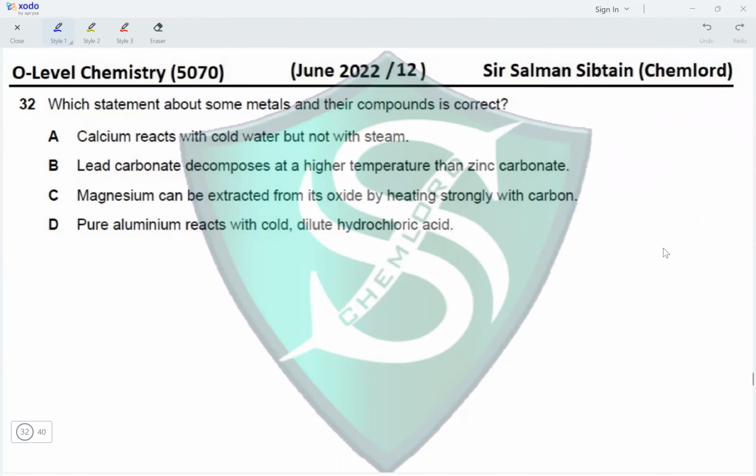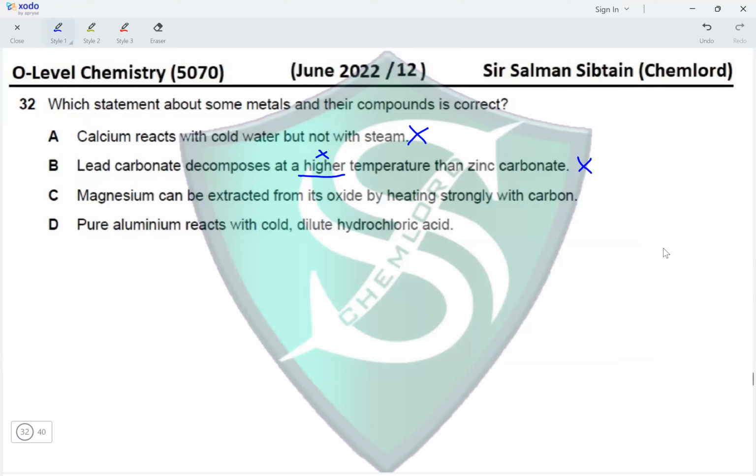Question 32. Which statement about some metals and their compounds is correct? A. Calcium reacts with cold water but not with steam. If it can react with cold water, it can definitely react with steam. So wrong. B. Lead carbonate decomposes at a higher temperature than zinc carbonate. No, lead carbonate would decompose at a lower temperature than zinc carbonate because if you look at the position of lead, it is below zinc in the periodic table. Although zinc is present in the D block and lead is present in group 4, the position of lead is below zinc. So the temperature required would be lower, not higher.